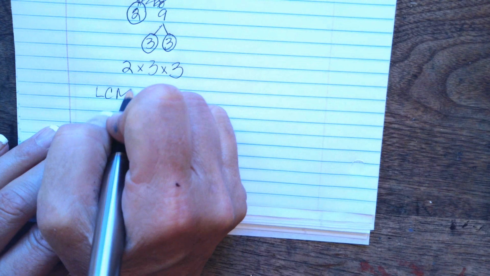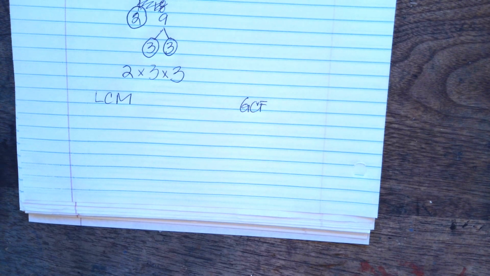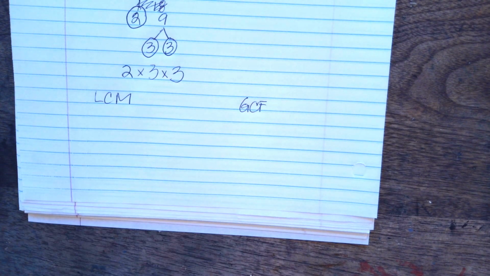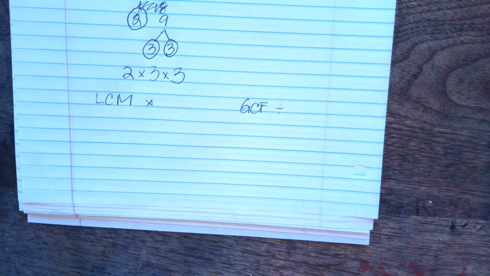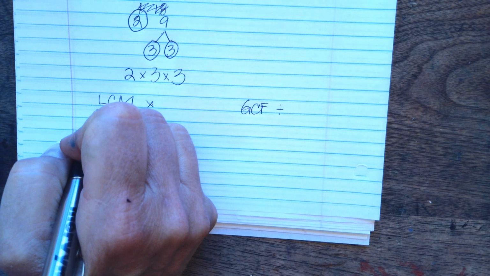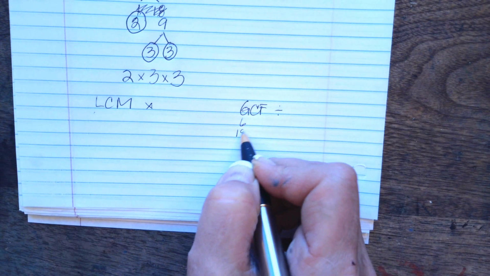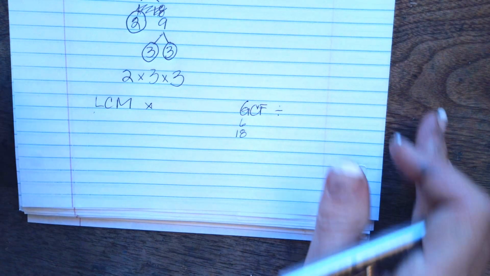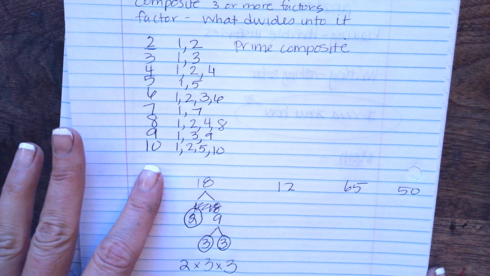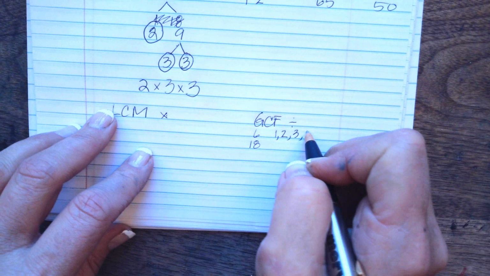Now, we have two things that we learned last year: greatest common factor and least common multiple. Multiple means multiplying up, and factoring means what divides into it. So an example of this is, what is the greatest common factor of 6 and 18? So you're going to list out what divides into 18 and 6, just like we did up here. So we're going to do 1, 2, 3, and 6.